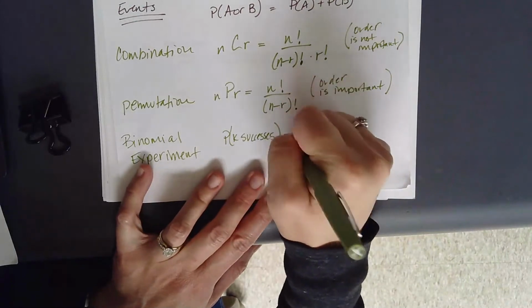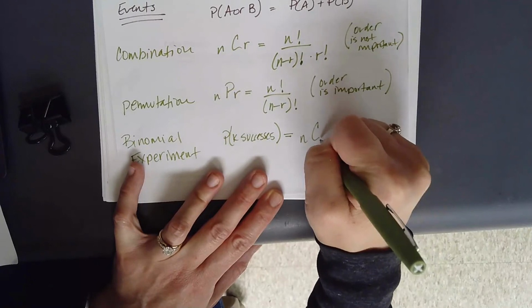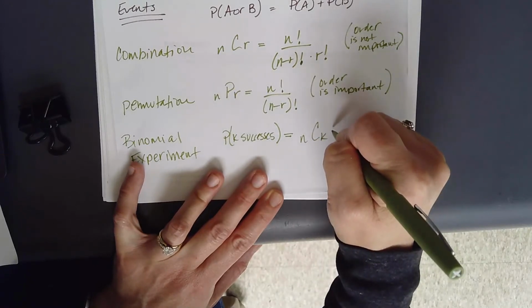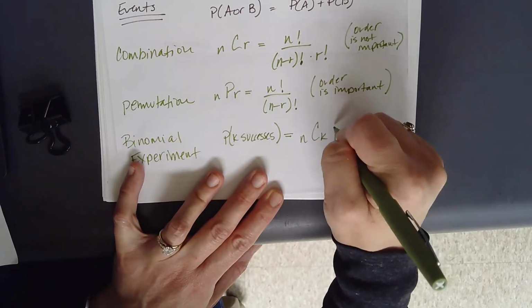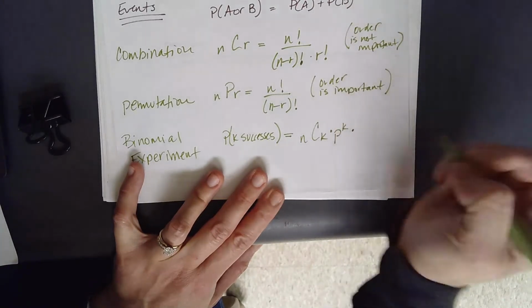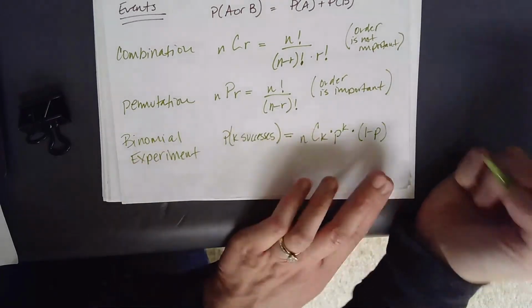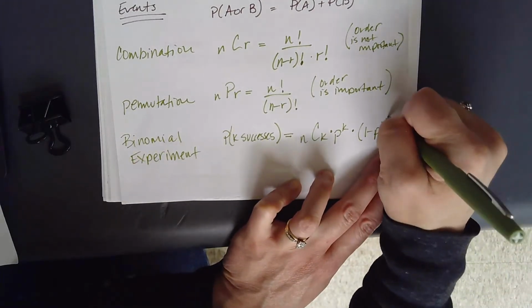So the probability of k successes equals a combination, n C k, times the probability raised to the k power, times the probability of failure, which is 1 minus p, raised to the n minus k.